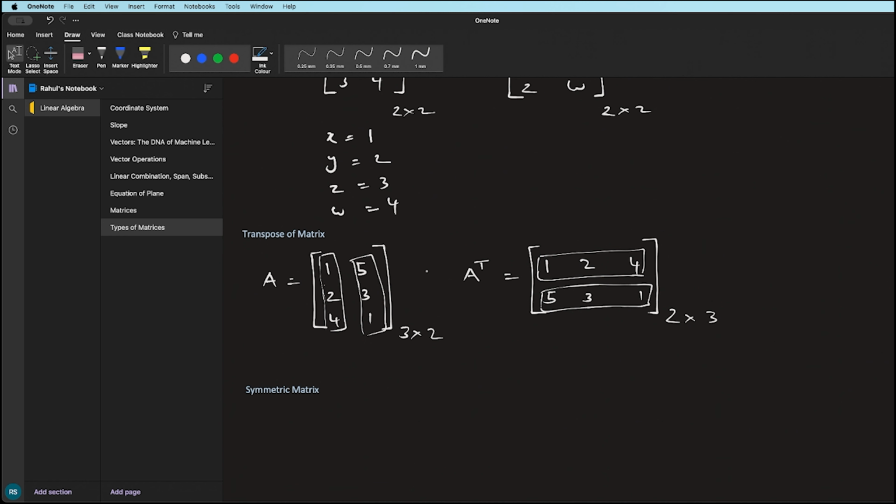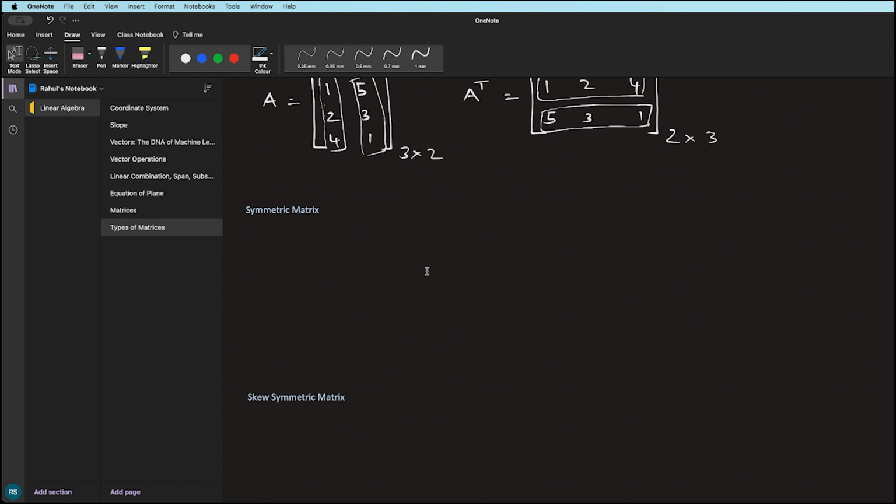Now coming to the symmetric matrix. In the symmetric matrix, when we take the transpose of the matrix A, the resulting matrix and the original matrix must be the same. So I can write this as A must be equal to the transpose of A. For example, the matrix A is equal to 1 2, 2 1, and the transpose of the matrix A can be written as 1 2, 2 1.